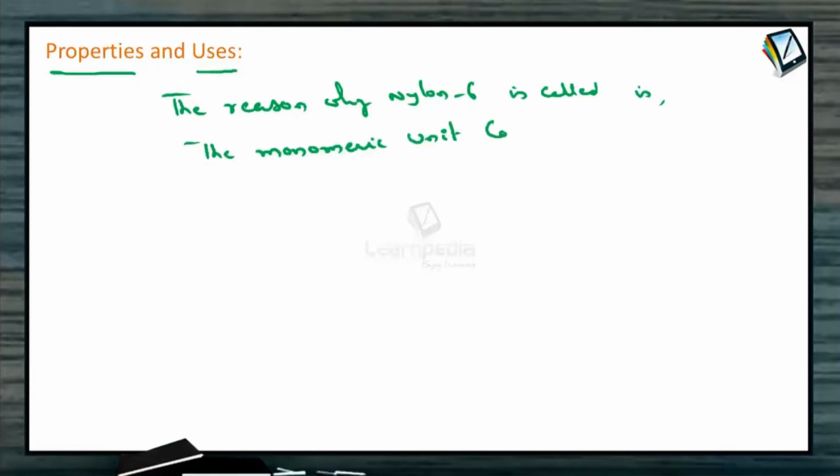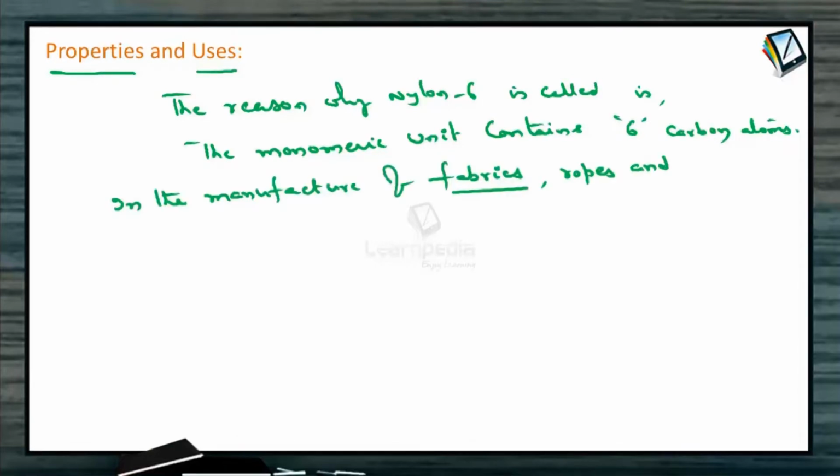Then what are the properties of Nylon 6 and then uses? Before we go for the properties of it, why is it called Nylon 6? Let us check how many carbon atoms the monomeric unit contains. Since the monomer unit has 6 carbon atoms, we call the polymer formed Nylon 6. And this Nylon 6 finds important applications in the manufacture of fabrics, ropes and tire cords, etc.